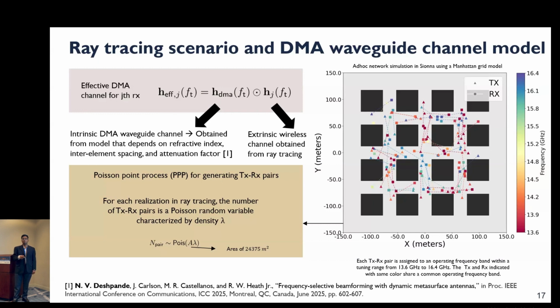We obtain the wireless channel from ray tracing, and the second component in this effective channel is the DMA waveguide channel, which is a parametric function of the refractive index of the waveguide, the inter-element spacing of the slots, and the attenuation factor. Both of these together give us the effective DMA channel.